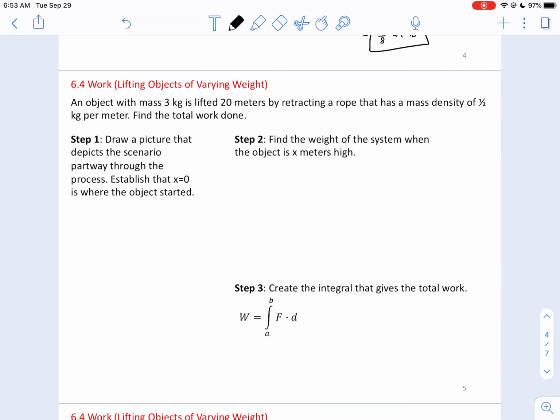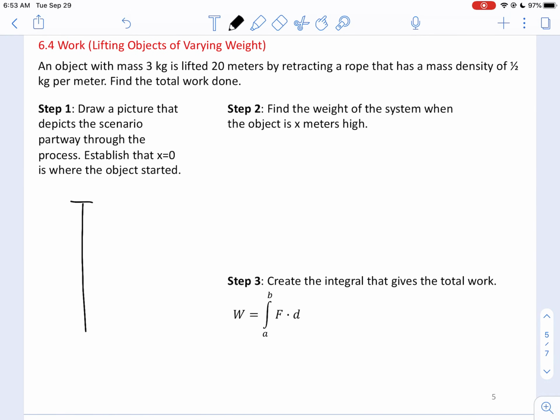An object with mass 3 kilograms is lifted 20 meters by retracting a rope that has a mass density of 1/2 kilogram per meter. Find the total work done. Step 1 will be to draw a picture that depicts the scenario partway through the process. Establish that x equals 0 is where the object started. So let's say that this is the 20 meters. So let's say the object is currently right there. So it's already gone up this amount of distance. And we are going to lift the object a total of 20 meters. We're establishing that x equals 0 is where the object started. And we're going to assume that we've lifted it at this point here x meters so far.